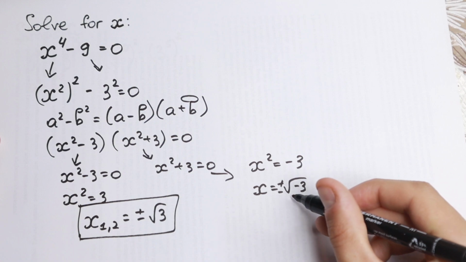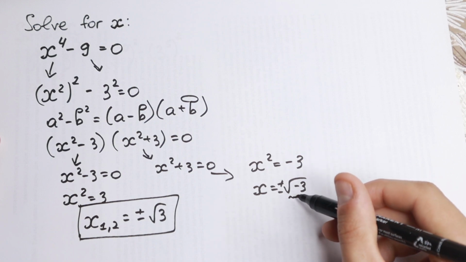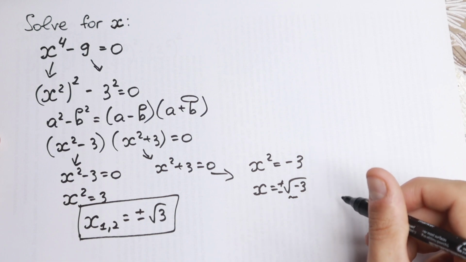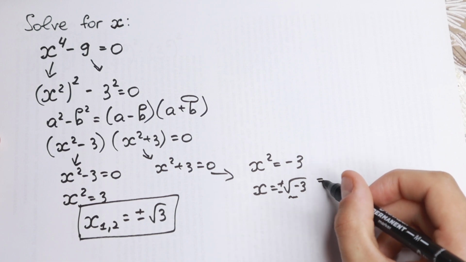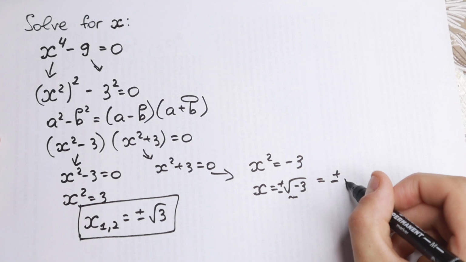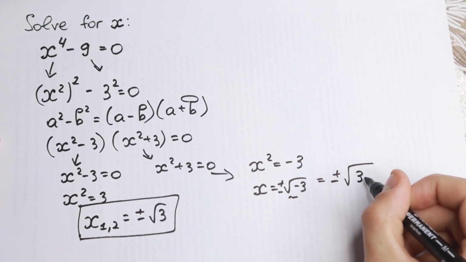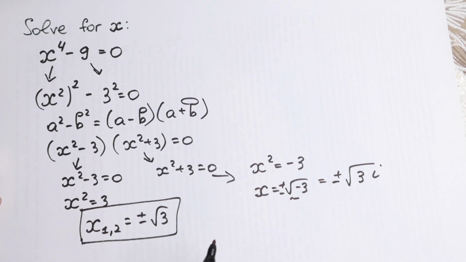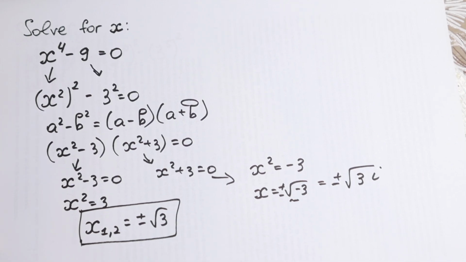And of course, right here we have minus. We can write it as i squared. And we can easily find it because we will have our answer. So plus minus square root of 3 i. I hope you understand this explanation.